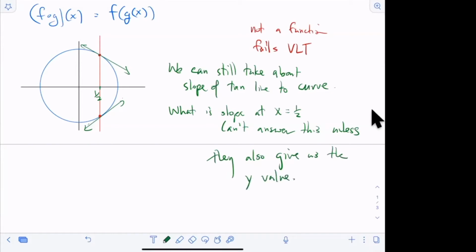Okay. So if I look at this curve right here, this is not a function, but you know what? I can still talk about the slope of the tangent line. Just x equal to 1/2 is not enough because there are 2 answers. But if they say, oh, what's the slope at 1/2, root 3/2? Then they must be talking about this point, and I can give you this slope. If they say, what's the slope at 1/2, negative root 3/2? Then they're talking about this slope right here. So in this case, they have to give me both the x value and the y value, right?